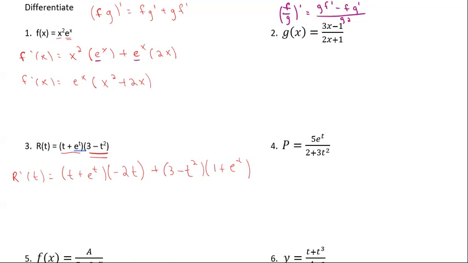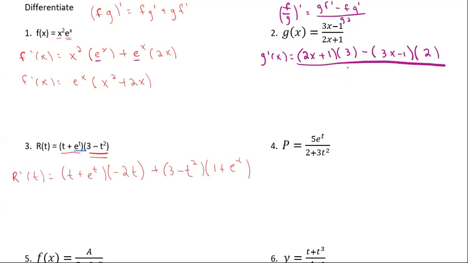So the way this works is it is the bottom. So if we want the derivative of g of x, it's the bottom, so 2x plus 1, times the derivative of the top. Well, the derivative of 3x minus 1 is just 3. So bottom times derivative of the top minus the top, 3x minus 1, times the derivative of the bottom. The derivative of 2x plus 1 is just 2. All over the denominator squared. So 2x plus 1 quantity squared.